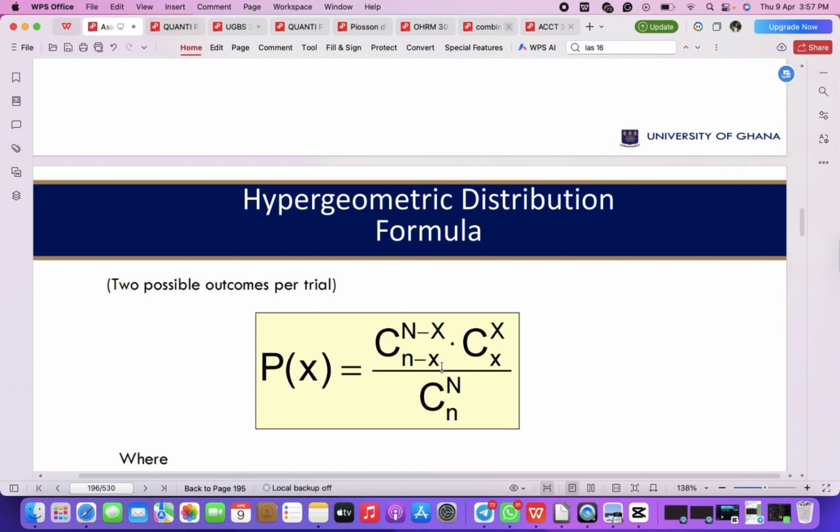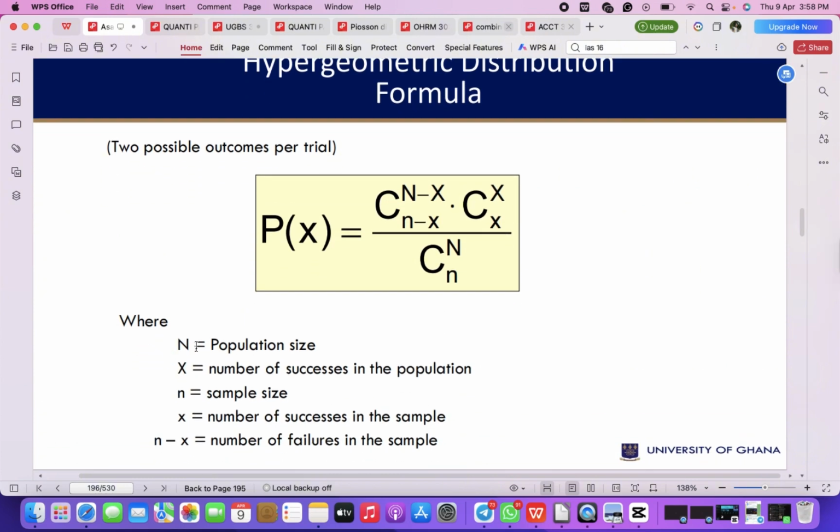So as we solve more examples, we will understand. They say N represents the population size. So this capital N represents the population size, that's the overall population. This capital S represents the number of successes in the population, right? And this small n represents the sample size. And the x represents the number of successes in the sample. And n minus x is equal to the number of failures in the sample.